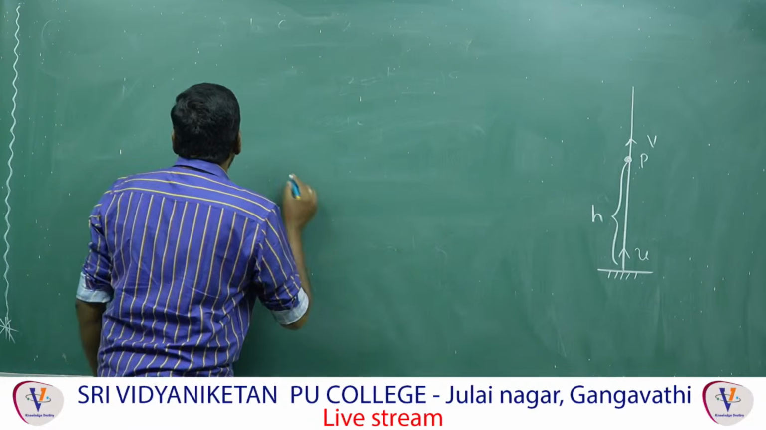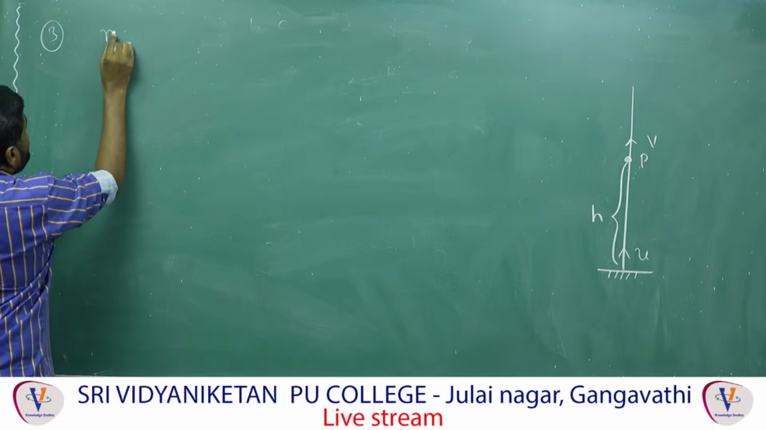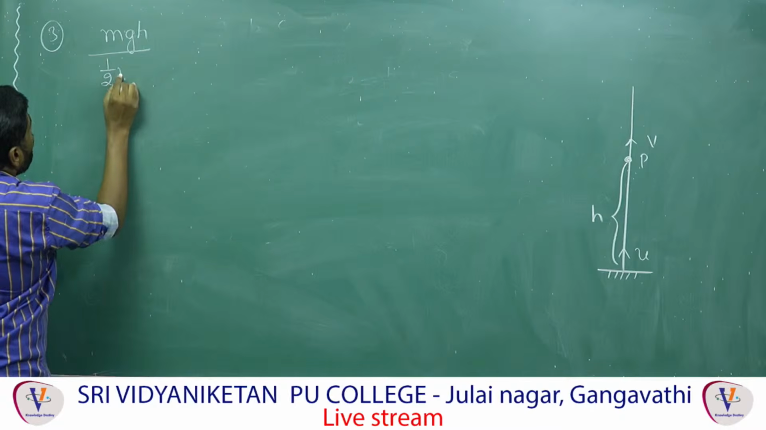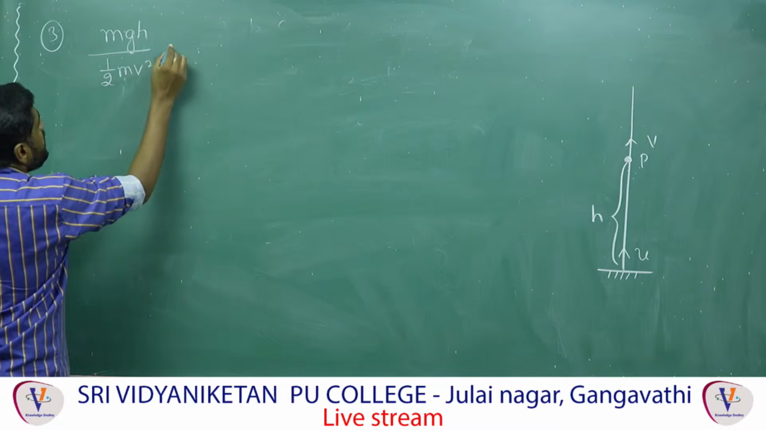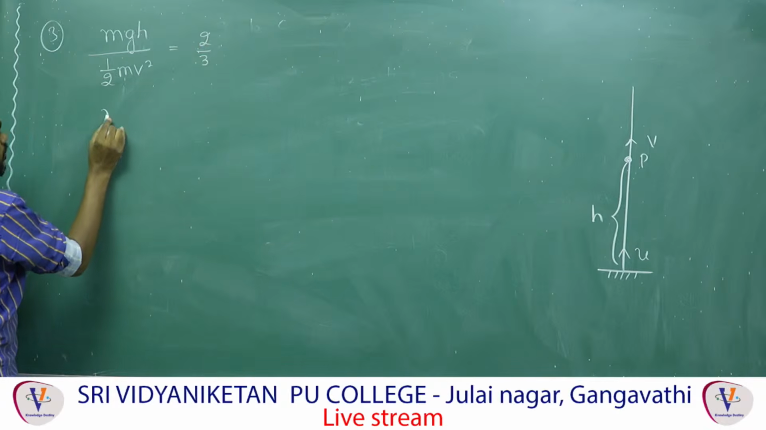At that moment, in question number 3, potential energy is mgh and kinetic energy is half mv square. The ratio is given as 2/3, and here one small thing we have to change.